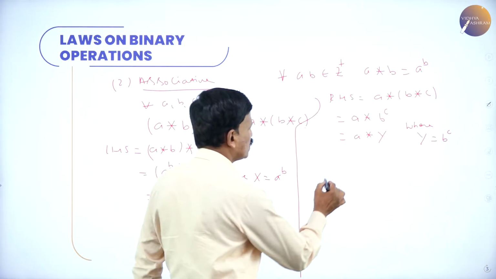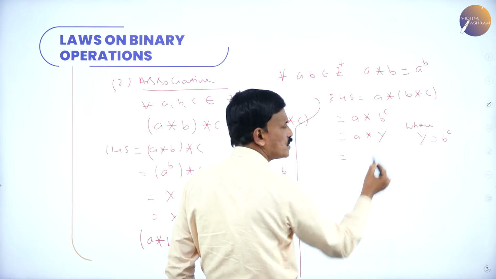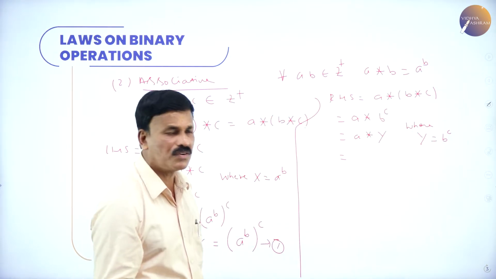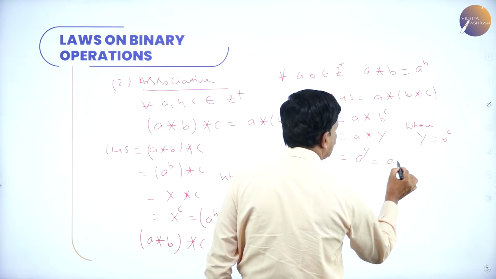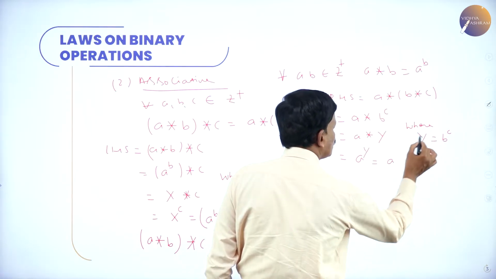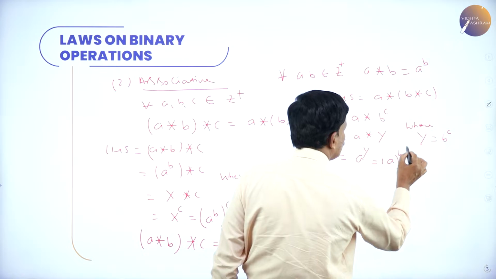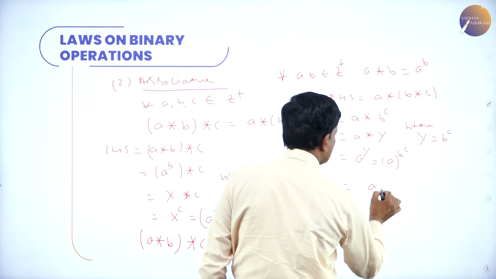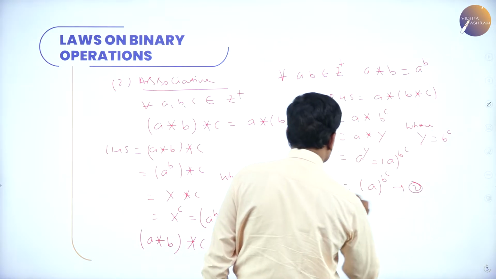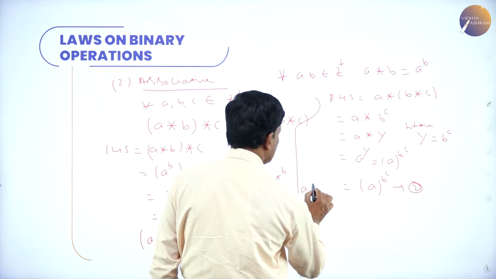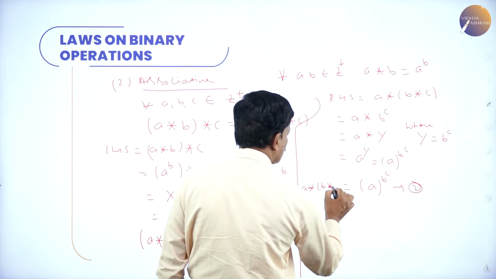Now, A star B is equal to A raised to B, which means A star Y can be written as A to the power of Y. Substitute the value of Y. What is Y? Y is nothing but B to the power of C. So, this is A to the power of B to the power of C. This is equation number 2. So, the right hand side is A star (B star C).